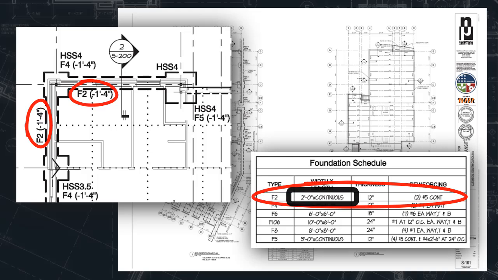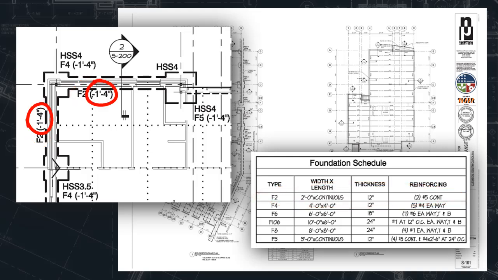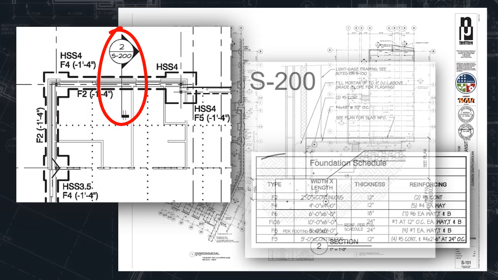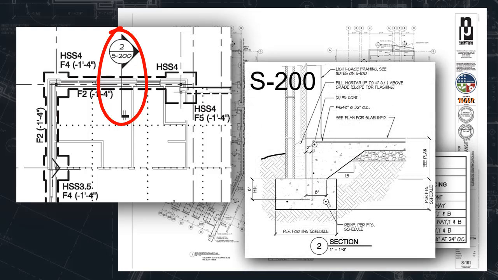But there's this other thing next to the F2 that's kind of confusing. This number in parentheses. What does that mean? Well, there is a section symbol here, so let's go look at the section to see if we can find out. When we go to the section, we see that the footing is spaced so far below the slab, and that distance is designated as C. So that tells us what that number is.